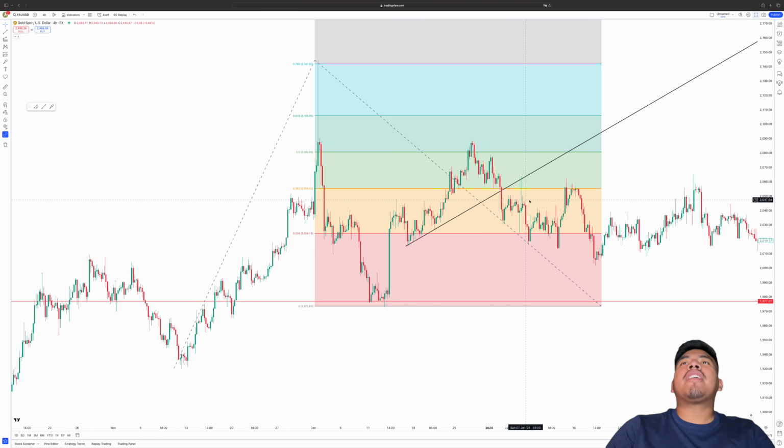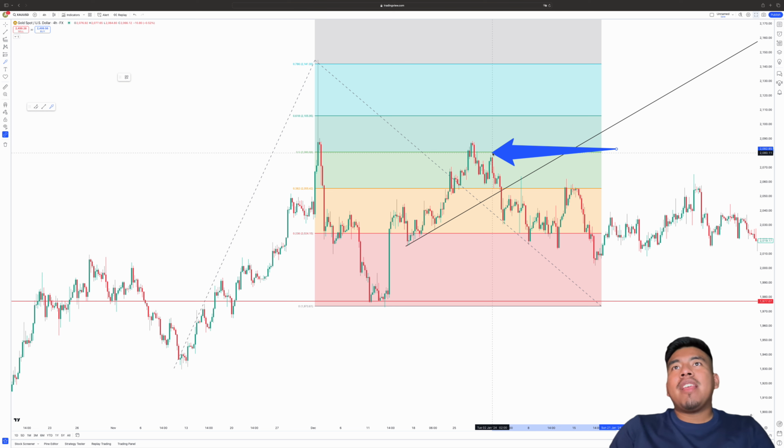Okay, and how can you see that this fib extension is now serving as a turning point, right? We finally got a break over and a break under this important resistance slash support, and we got a retest.